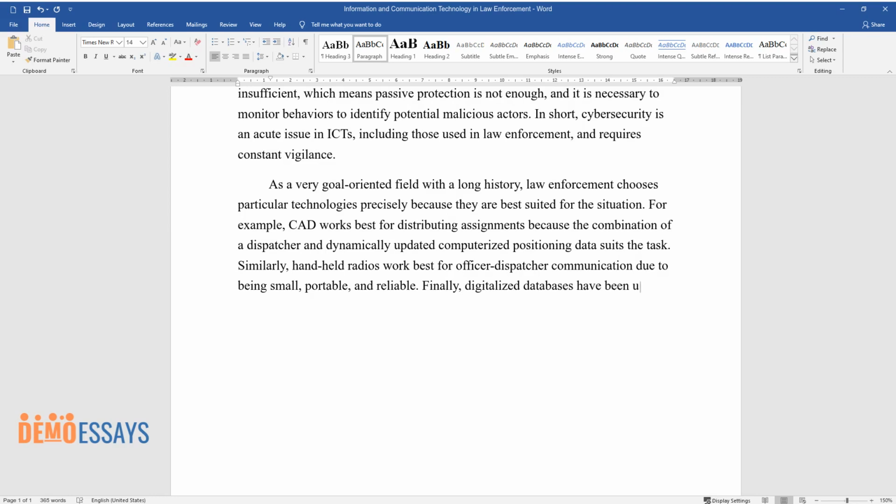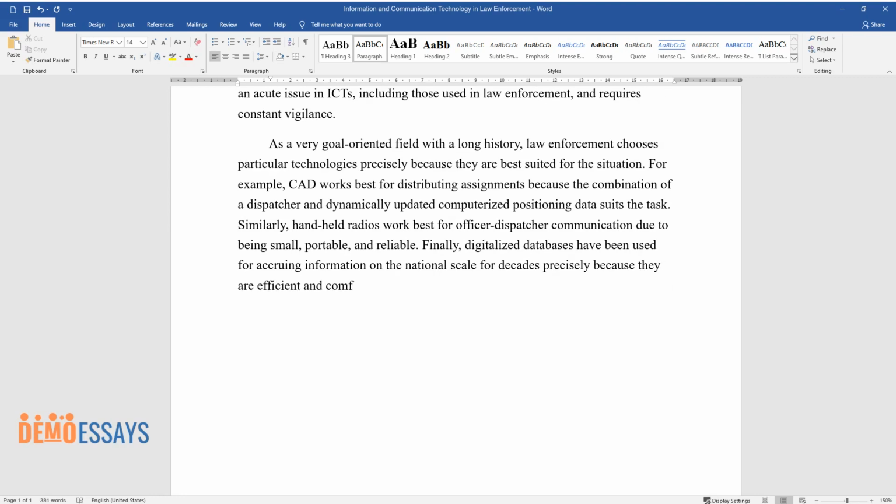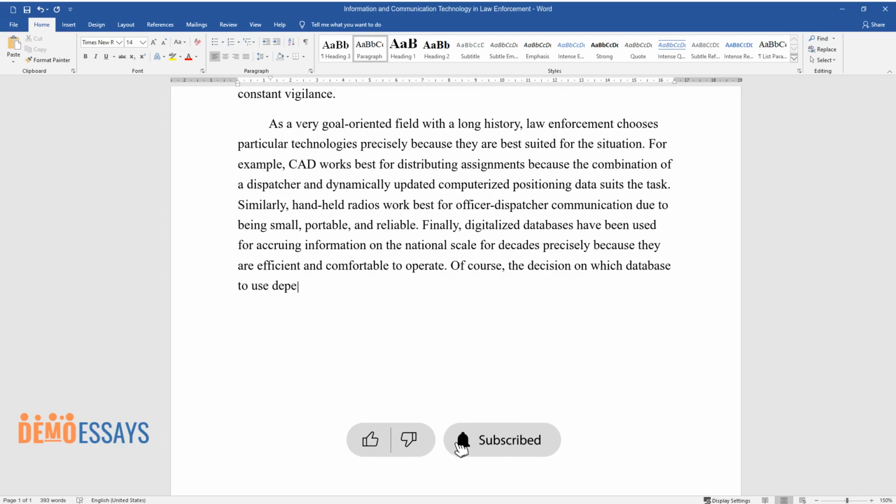Finally, digitalized databases have been used for accruing information on the national scale for decades precisely because they are efficient and comfortable to operate. Of course, the decision on which database to use depends on the data available. There is no reason to use NDIS if there is no DNA evidence.